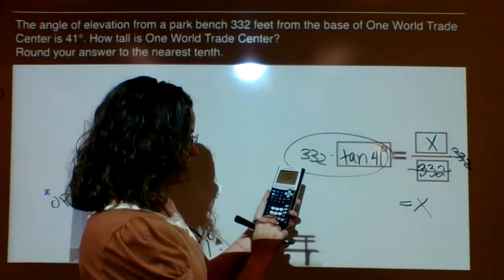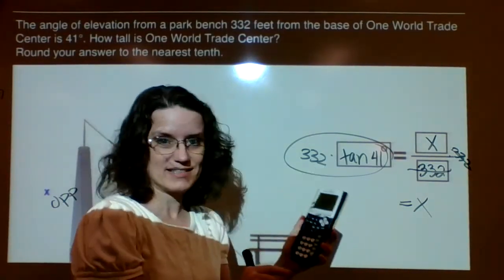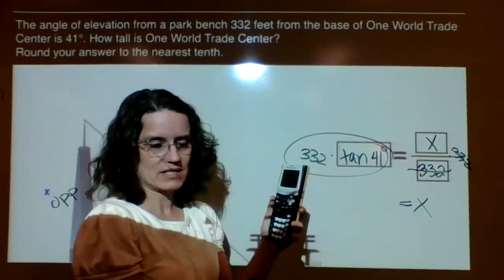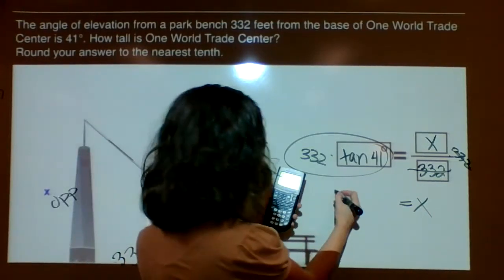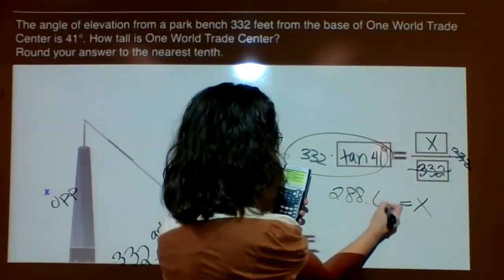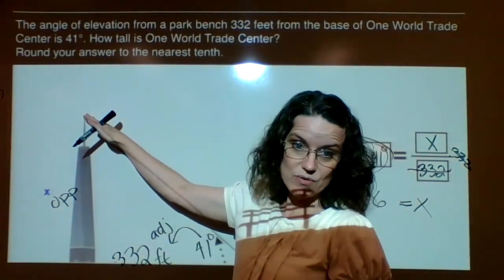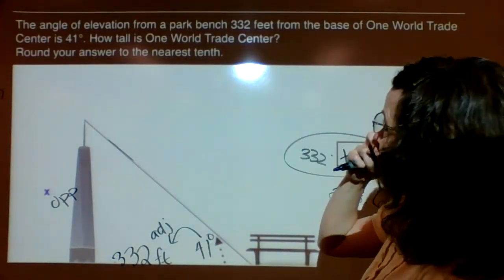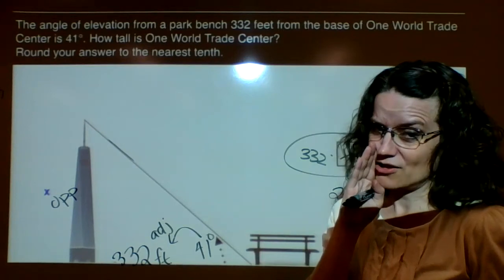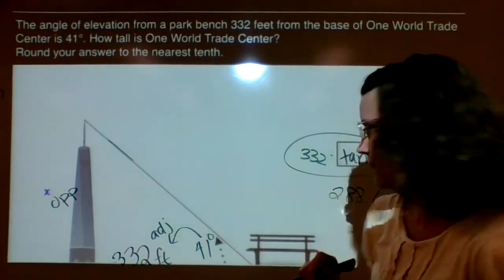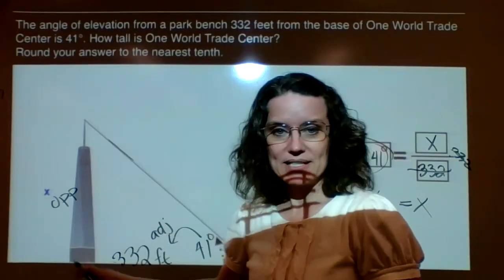So I'm going to put 332. You can put times tangent or just hit the tangent because it knows it's multiplied if it's right next to it. So the tangent of 41. And that comes out to be 288.6. And so if you're thinking 288.6, I don't know what the 288.6 is, but however tall it is, that's how tall it is. I think the numbers on here aren't actually real life numbers, just so you know. And so this would be how you would find that missing side.